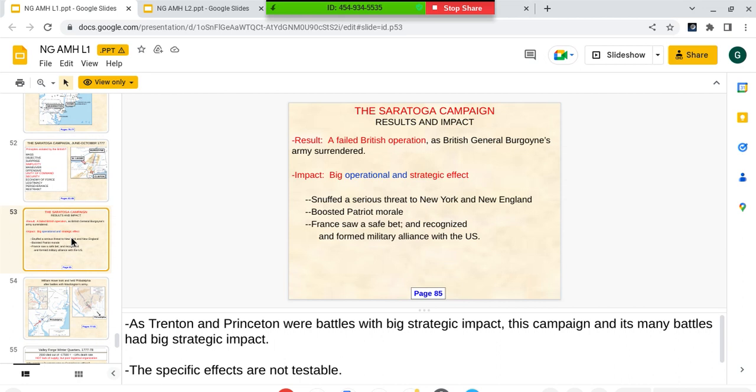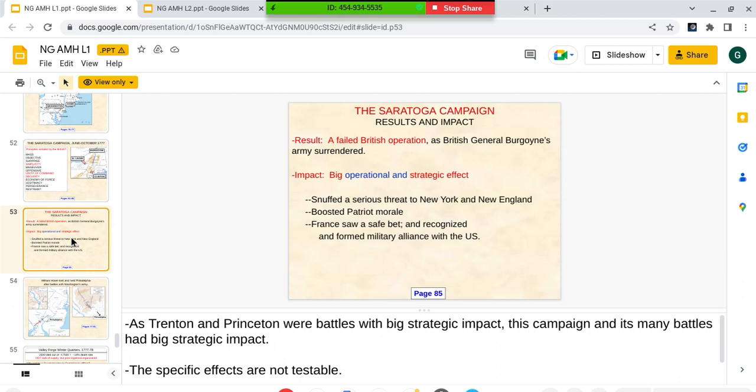The result of the Saratoga campaign was that the British failed in their operation. General Burgoyne's army had to surrender, which led to a lot of strategic effects for the Patriots. It snuffed a serious threat to New York and New England. It boosted Patriot morale.